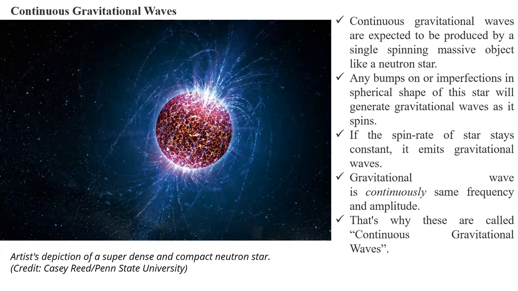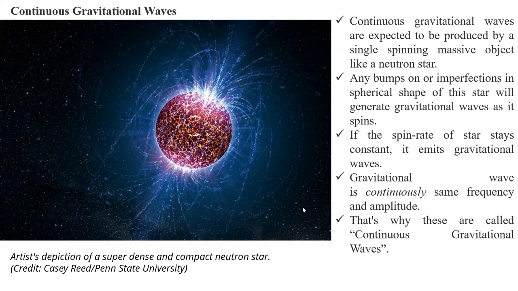If the spin rate of the star stays constant, it moves with constant spin and emits gravitational waves. Gravitational waves are continuously emitted with the same frequency and amplitude. That's why these are called continuous gravitational waves.